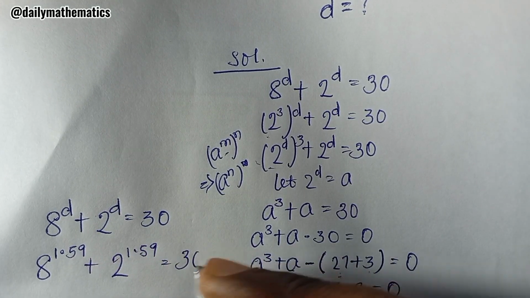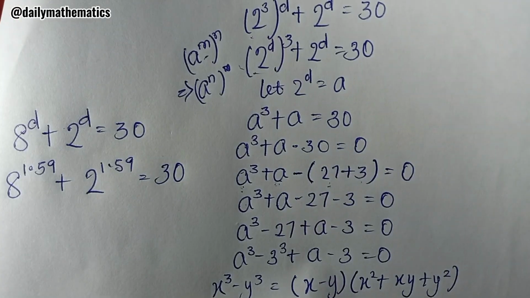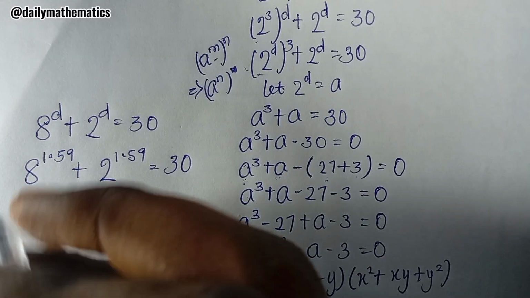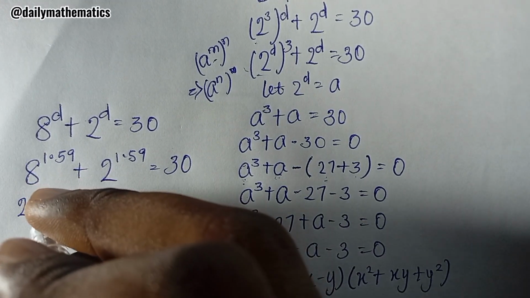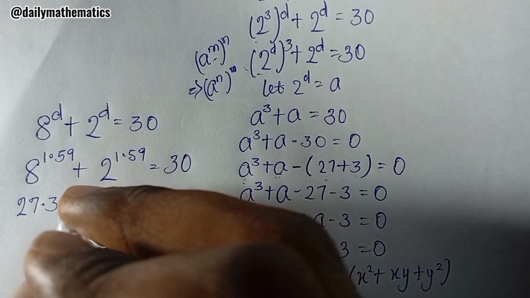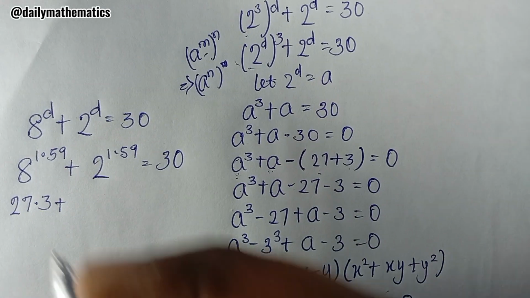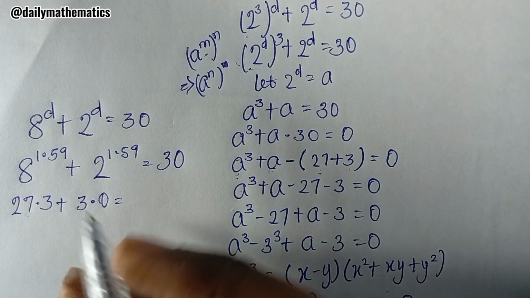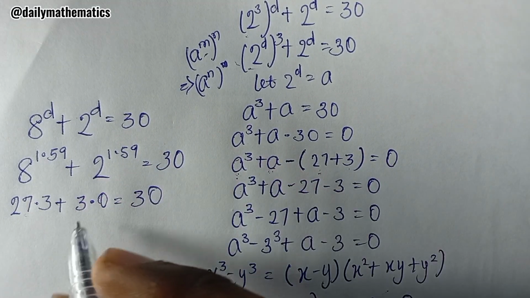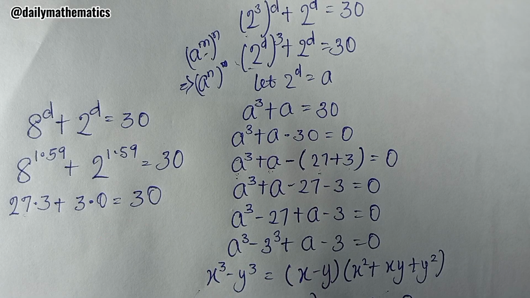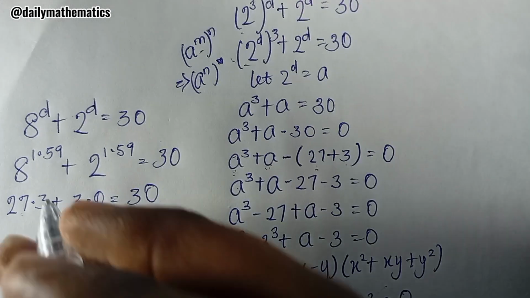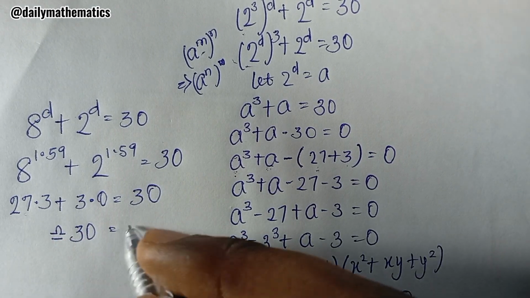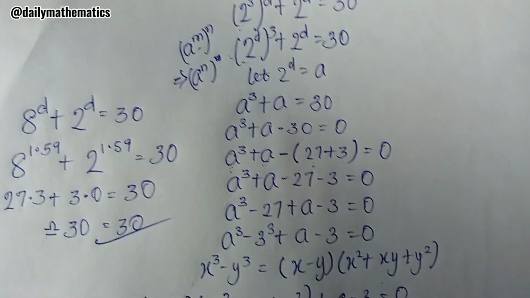Our question is, does this give us 30? So from here, what can we see? We can have 8 raised to the power of 1.59, approximately 27.3, right? And then 2 raised to the power of 1.59, approximately 3.0. So 27.3 plus 3.0 is going to give us 30.3, which is approximately 30. All right, so that's that. We are correct.